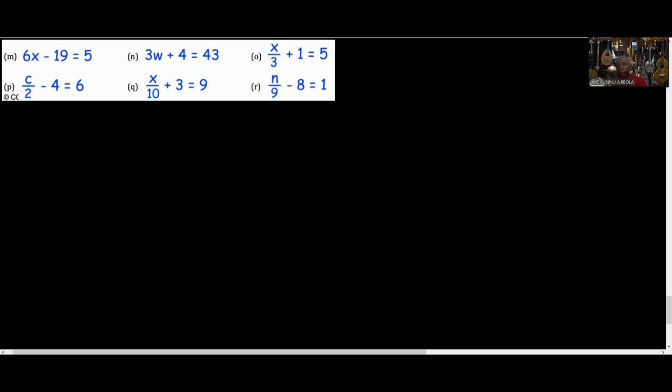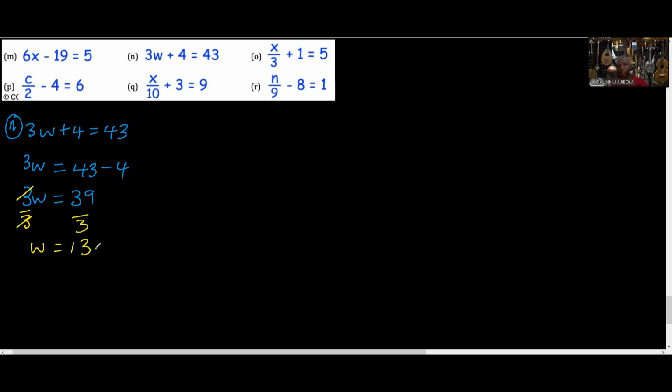Now, n says 3w plus 4 equal to 43. You can see 4 and 43 have no w, so 3w should be alone. 43 minus 4, because it's going to become minus when it's coming outside. So 3w will be 39 if you remove this. Then you divide both sides by 3 because 3 is beside w. So we have w equal to 13.